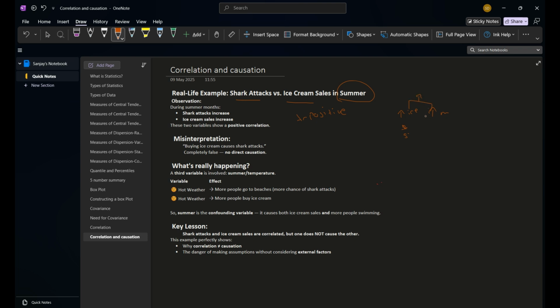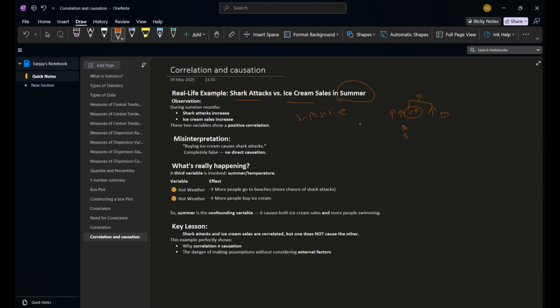It doesn't mean that having more ice cream sales means we are having shark attacks. So here we can see that during summer months shark attacks increase, and ice cream sales also increase. These two variables show a positive correlation. The main idea I want to share is that just because two variables are highly or positively correlated, it doesn't mean that one is affecting the other.